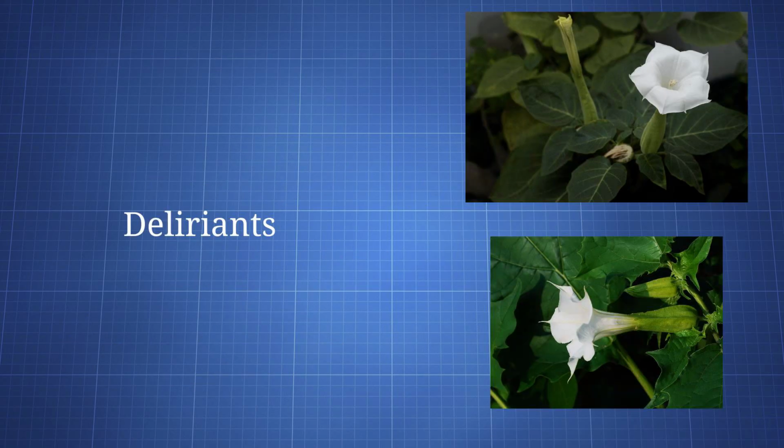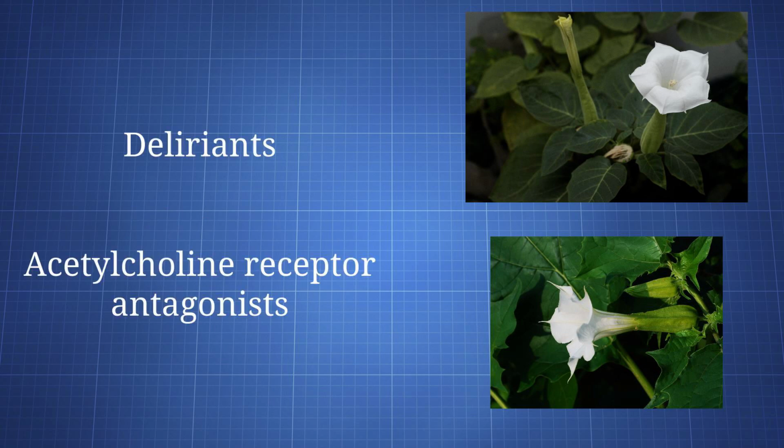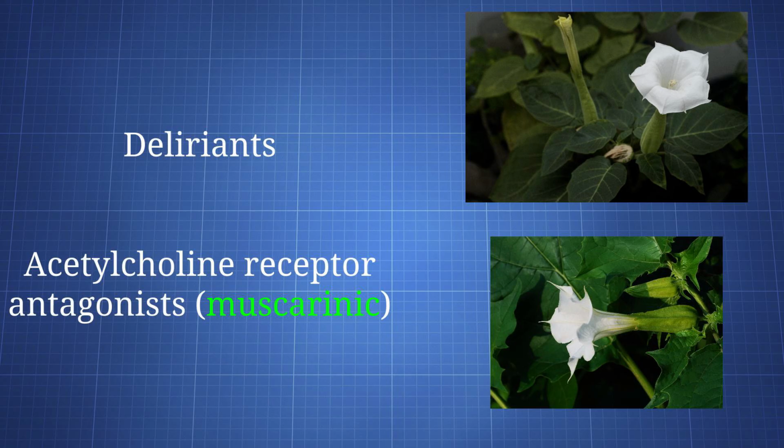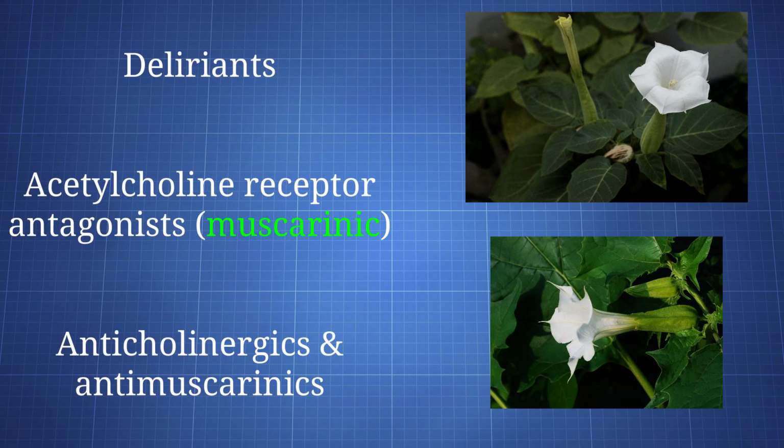Deliriants are also antagonists, but they function at different receptors. They specifically affect acetylcholine receptors, in particular the muscarinic acetylcholine receptor. With this action, they can be referred to as anticholinergics and antimuscarinics. By binding to those areas, deliriants prevent acetylcholine from carrying out its normal actions.